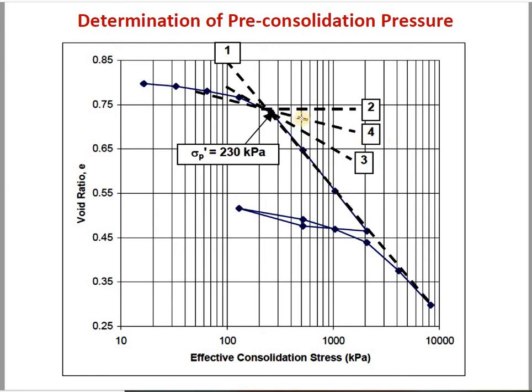That is number 4. And this line meets the initial tangent which we have drawn. That point will be the pre-consolidation pressure. So just draw a line straight down such that it finds a point on the x-axis. That will give you the pre-consolidation pressure. So this is a very simple technique to find the pre-consolidation pressure.